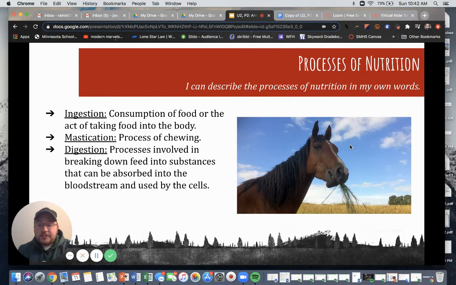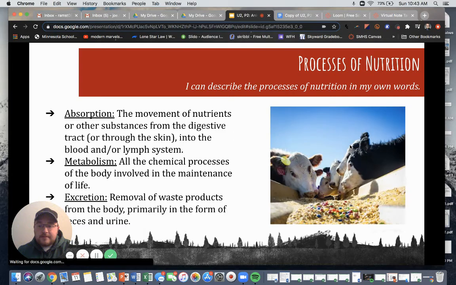Then third is digestion, the processes involved in breaking down feed into substances that can be absorbed into the bloodstream and used by the cells. Absorption then occurs as step number 4, the movement of nutrients or other substances from the digestive tract or through the skin into the blood or lymph system. Then we have metabolism, all of the chemical processes of the body involved in the maintenance of life. Some of us may have good metabolism and others, like myself, may not have the best metabolism, and that's just part of how the dice rolls.